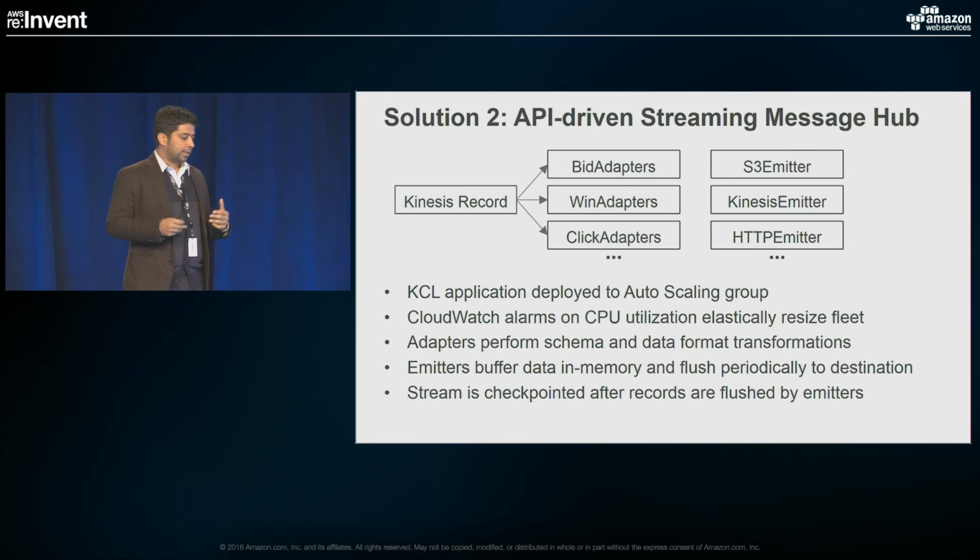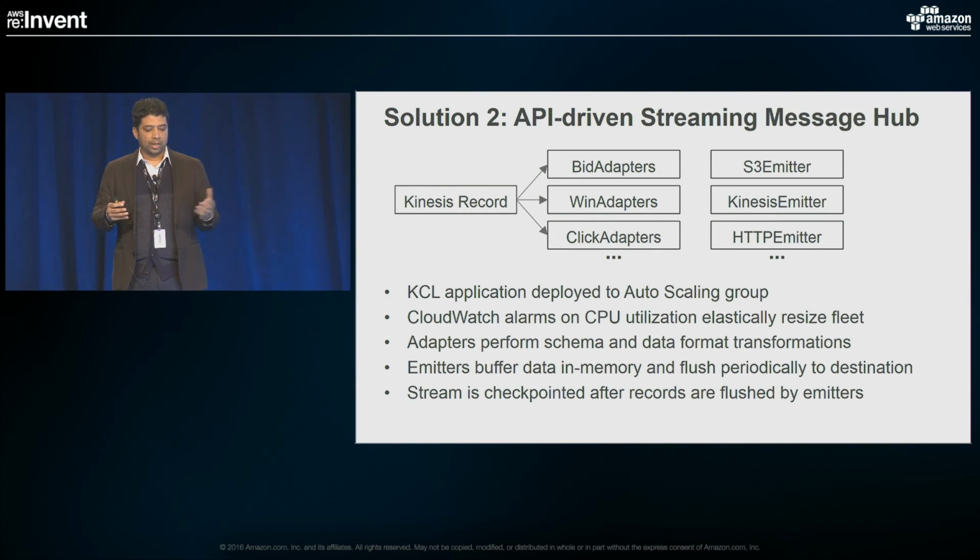So in our application, the KCL record processor receives a batch of records, uncompresses it, and then does unparsing on the serially encoded binary protocol buffer data. At this point, we know the type of the event that we're handling. It could be a bid event, a win event, or a click event. And then based on the type of the event, we route it to the appropriate adapter. The job of the adapter is to perform schema or format transformations, and it's again driven by the customer config, whatever they want, and they told us through the API. Once the adapter is done transforming the records, they are sent to a string of emitters.